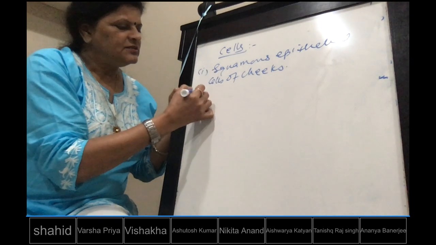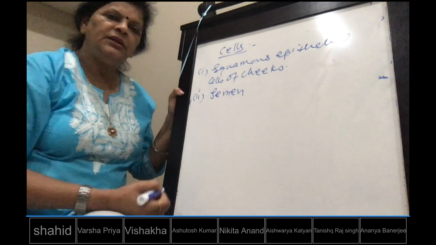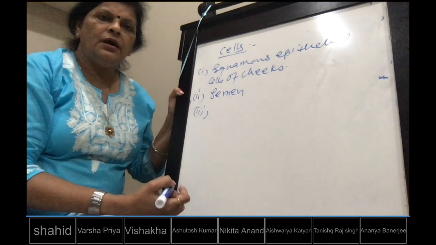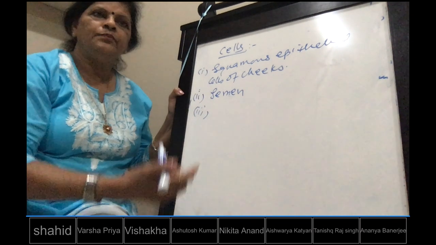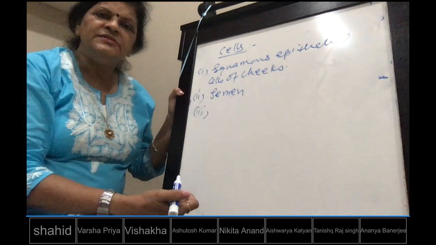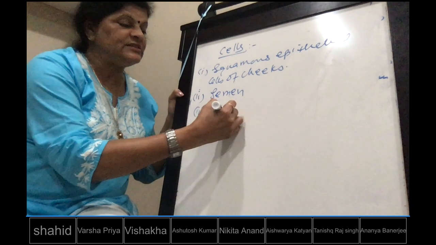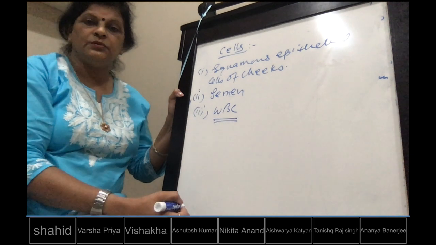So that's it. Second, semen can be used, for example for a rape victim or a crime scene. Third is WBC, blood. In blood, only WBC can be used.